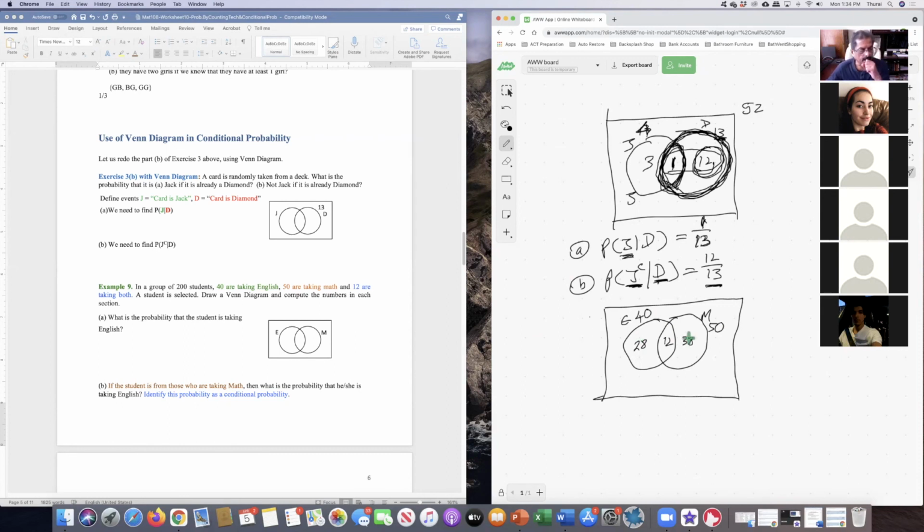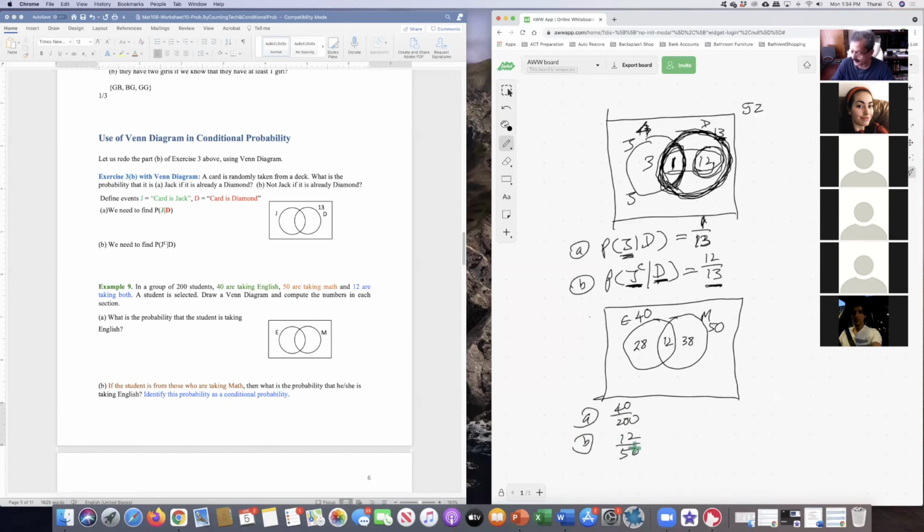So what is the probability that the student is taking English? That'll be 40 over 200, right? Part A is a direct question, 40 over 200. That's not conditional probability. Part B: the student is from those who are taking math. We are randomly selecting a student and we know that he's taking math. Then what is the probability he is taking English? What are the numbers? 12 over 50. 12 over 50 is correct.